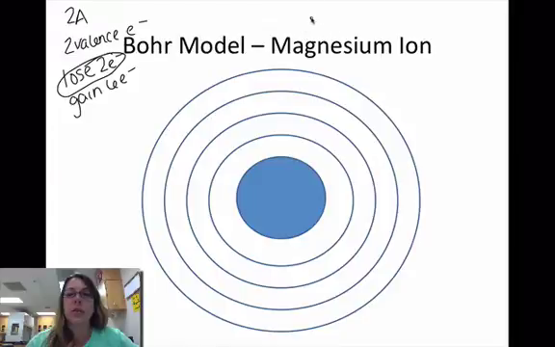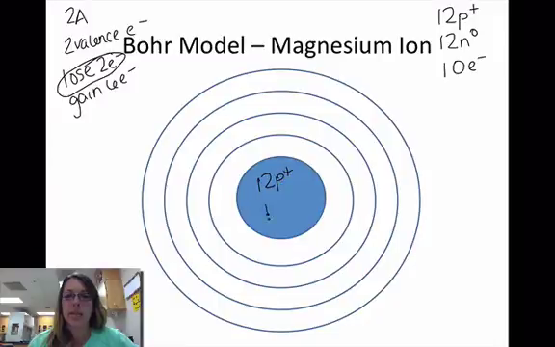So if it loses 2 electrons, if magnesium has 12 protons, 12 neutrons, then if it loses 2 of its electrons, it no longer has 12, it only has 10. So when I draw this, my nucleus is still going to look the same as the last one we did.